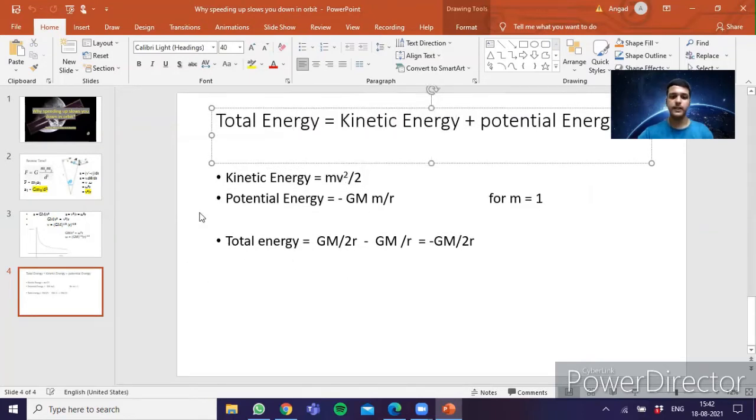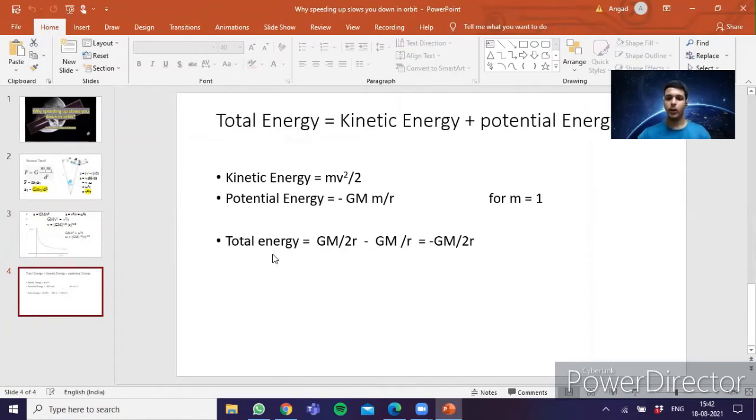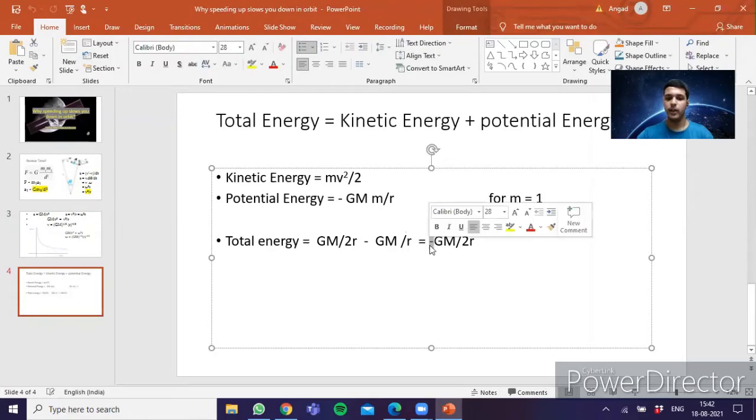So we can see, if we substitute velocity from our previous equation, that for a circular orbit, the total energy is also negative, and half of that of the potential energy.